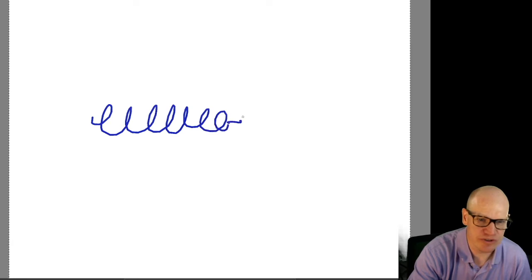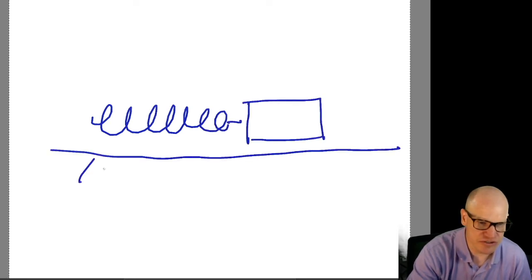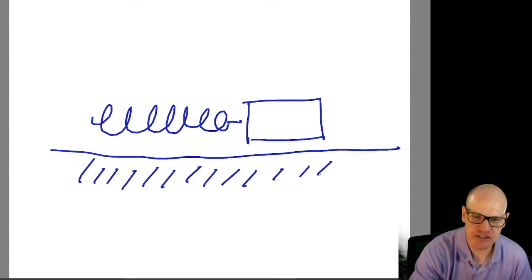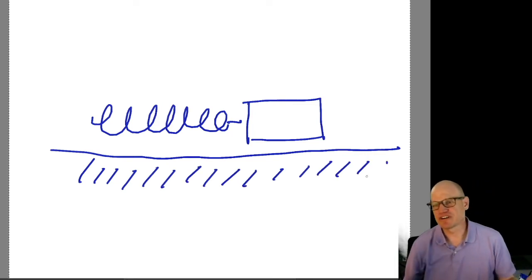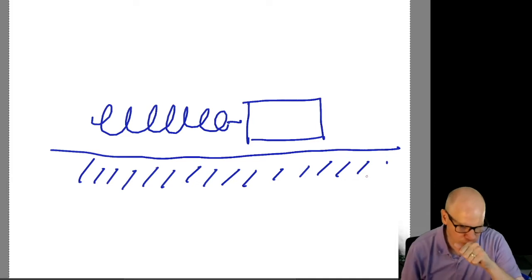So let's take a look at a spring. So here is a spring. We're going to have it be a horizontal spring because then we don't have to worry about gravity, because then some annoying student's going to be like, but what about gravity? And you're going to be like, shut up, I'm not talking to you. But you are talking to them, but you just want them to get off your case.